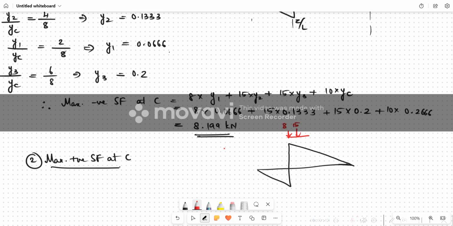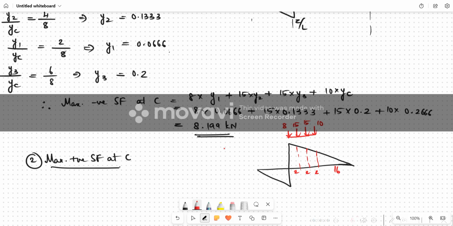So this is 8, then after 2 meters 15, after 2 meters 15, and after 2 meters 10. So this will be 2 meters. This is another 2 meters, and this is another 2 meters. What about this? 2, 2, 4, 5, 6. So the rest of it is 16.